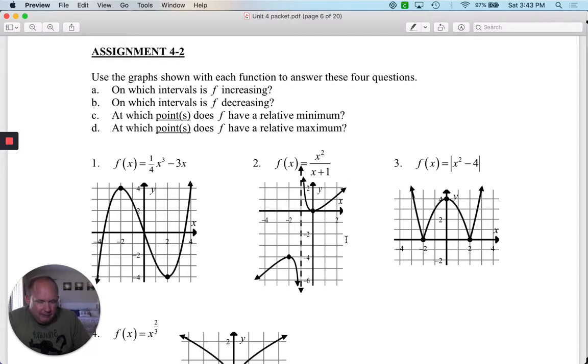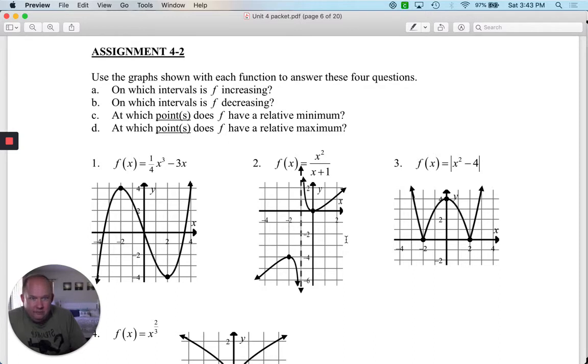Part C, the maximum. There's one local maximum. It's at negative 2, negative 4. And then the minimum is at 0, 0. In its area, negative 2, negative 4 is a high point. And in its neighborhood, 0, 0 is a low point. Number 3. Again, let this be simple.